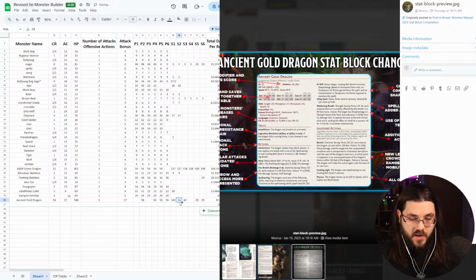And then 24, we'd replace that with 28, because if we can do it as a legendary action, there's no need to do it as a regular action, which would replace that as flat 100s.